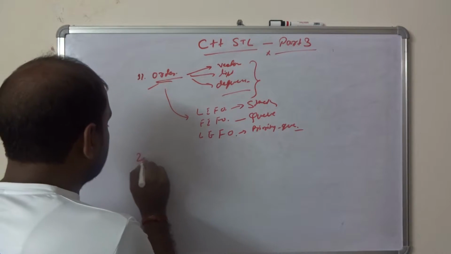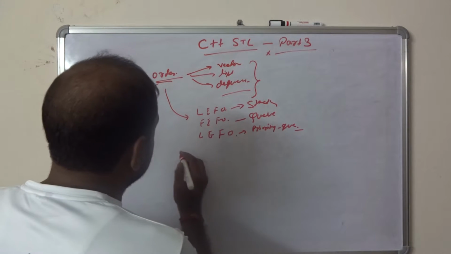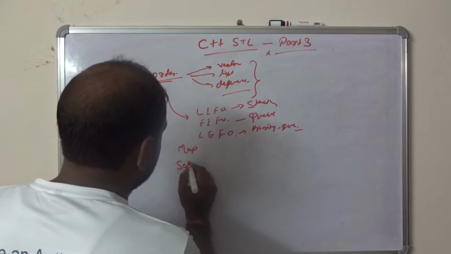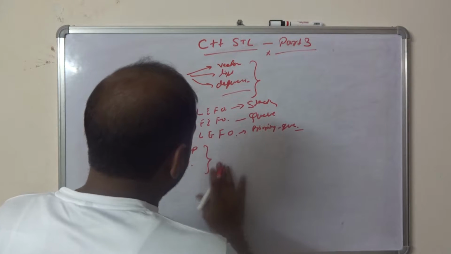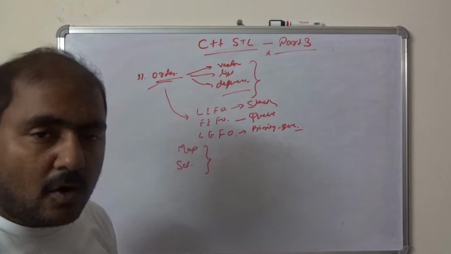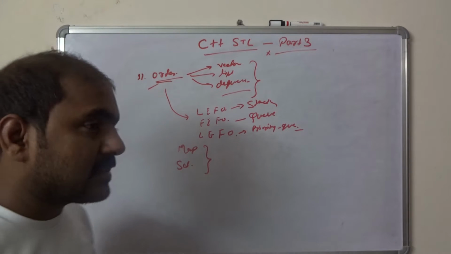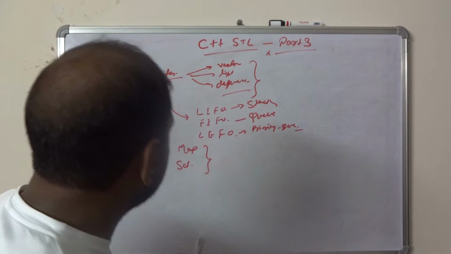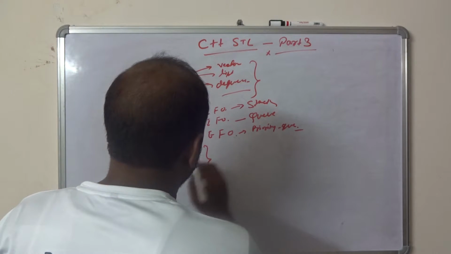Then, if order is not important, you can use containers like map and set. These are for the unordered case. In map and set, the elements are not stored in the order in which you inserted them. The order is decided by the container, so it is already in sorted order.